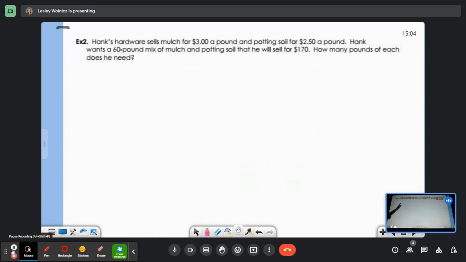Now, do you see that the A, B, and C telling you what to do are gone? Does that mean we don't have to define variables anymore? We're off the hook? No. You're correct. I still have to define variables. I still have to write a linear system, and I still have to solve and write a sentence. I still have to do all of that, but the training wheels are gone.